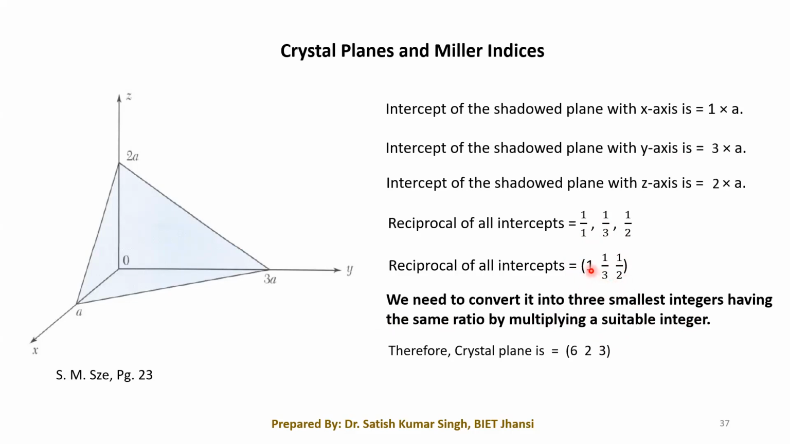Then you will be getting this number as 6. This will be 6 upon 3, so you will be getting 2, and this is 6 upon 2, it will be coming as 3. So now I will call this plane as the 6 2 3 plane. Fine. So this way basically we talk about the different planes.